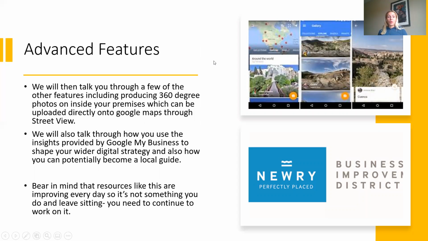So some of the more advanced features is looking at how you produce 360-degree photographs, and to be perfectly honest with you, with regard to Google My Business, there's nothing particularly advanced, because it is a very, very easy platform to use. Anybody can do it. I suppose one of the fancy features on it is being able to produce the 360-degree photographs of the inside or outside of your premises, which can be uploaded directly onto Google Maps through Street View, and Google Maps then connects on to your Google My Business.